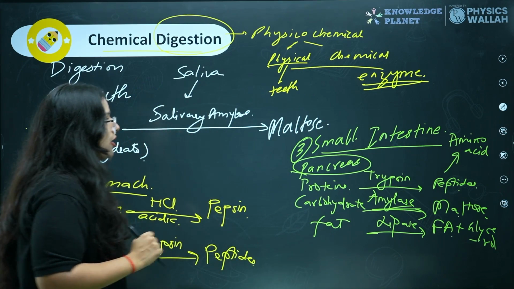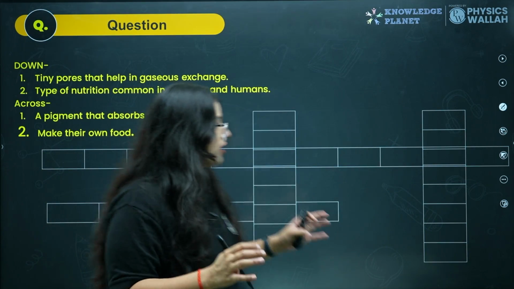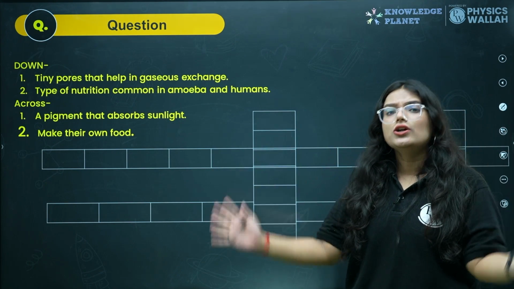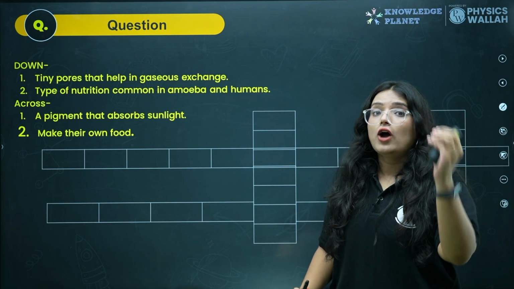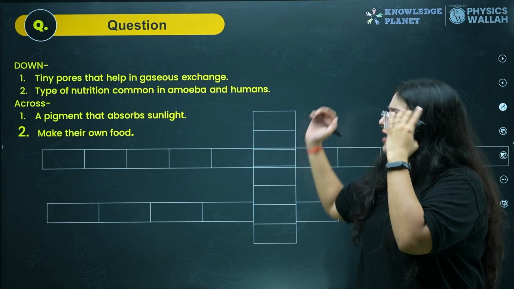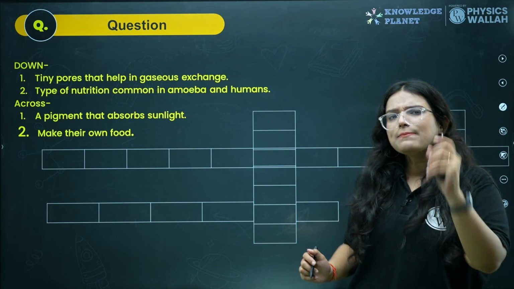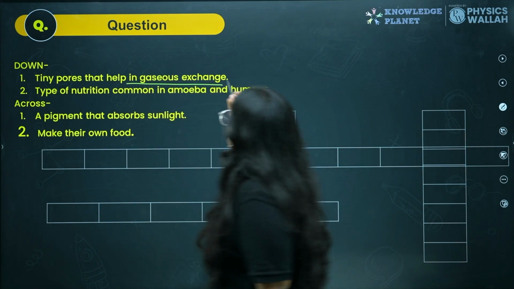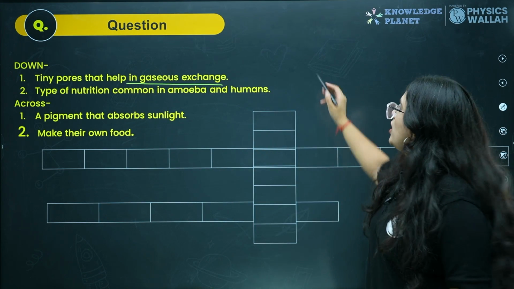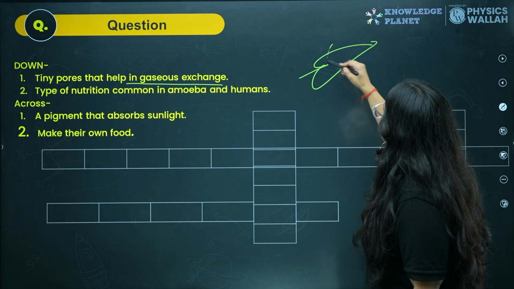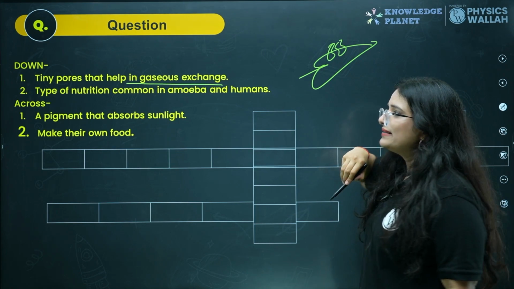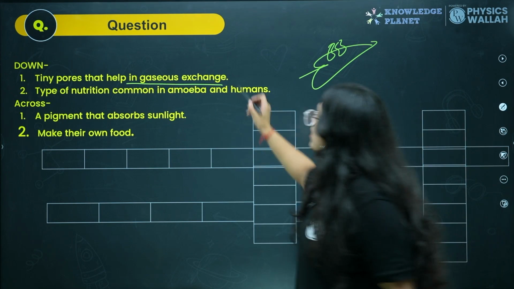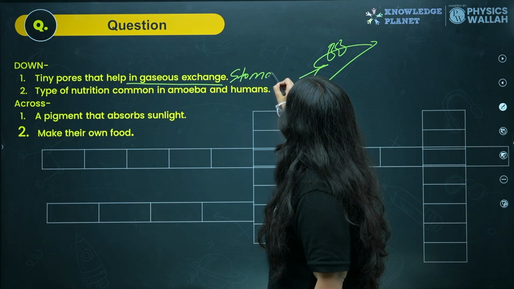Okay, now let's move forward to some simple questions. We have learned a lot of things in the chapter on nutrition from life processes. So let's see if we are capable of answering these simple questions. First, tiny pores that help in gaseous exchange. Here we know that in the leaves we have certain tiny pores present, and these tiny pores are known as stomata.